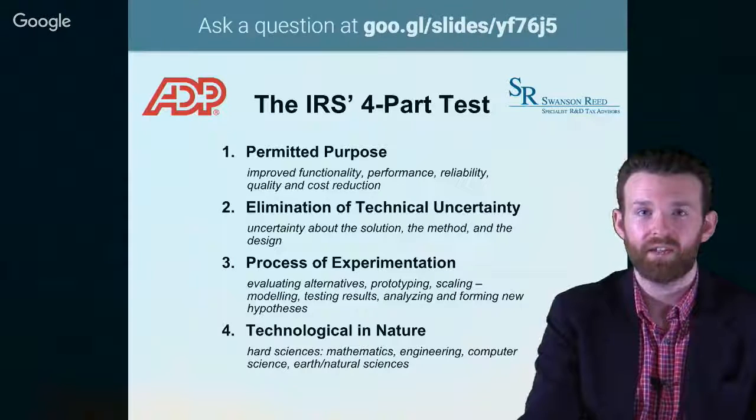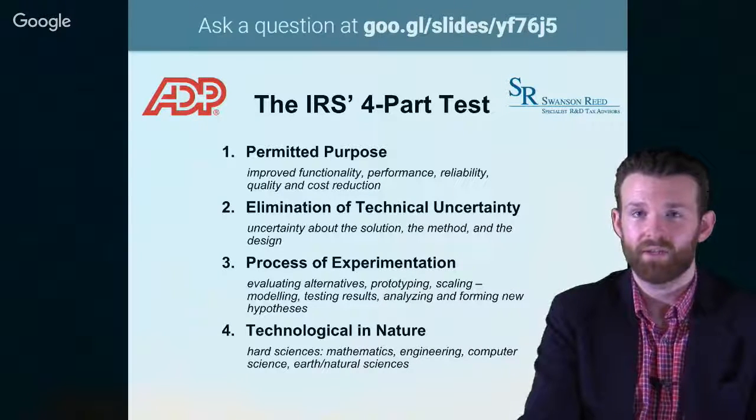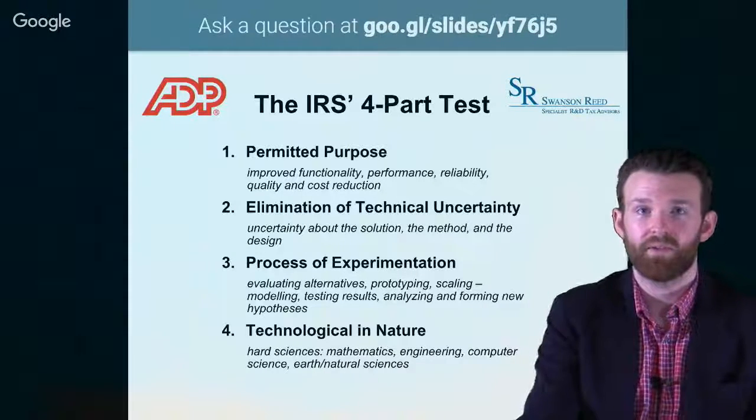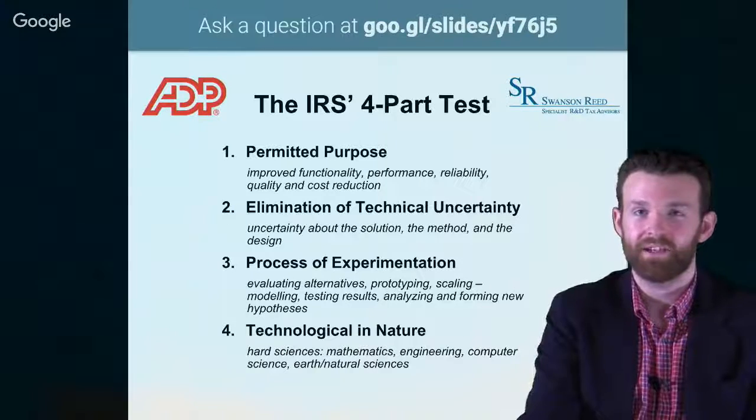The fourth and final part of the test is that projects must be technological in nature. This means it has to rely on the principles of the hard sciences. So in this case, that would include fields like biology, chemistry, physics, engineering, and many others. It's also important to remember that this criterion makes it clear that the so-called soft sciences do not count. This means projects related to market research, psychology, social sciences, and so on do not qualify as R&D.